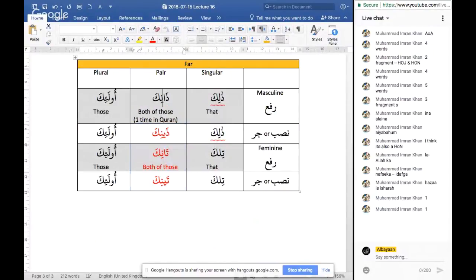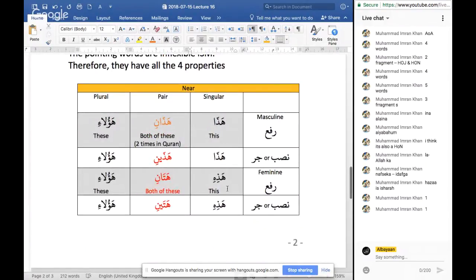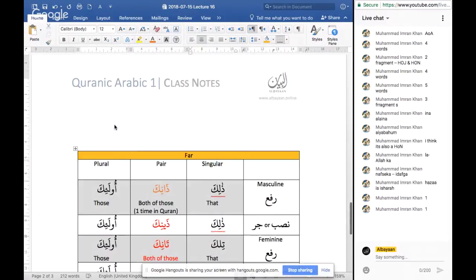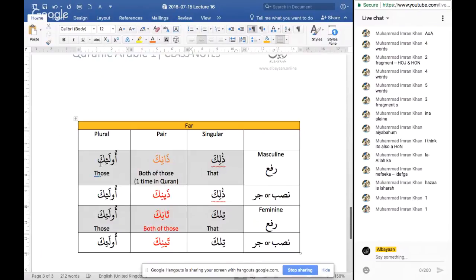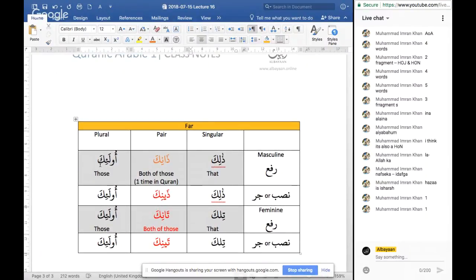These are red. Zanika is used once, so I'll make it amber. Okay, like this. All of the rest are quite widely used in the Quran. Just so you have this visibility. It's better if you understand this chart fully. It's better if you can memorize this chart. I've given you this logic to memorize it. So effectively, if you can memorize the haza, hazihi, and haula'i, and zalika, tilka, and ula'ika, then I think you're good.